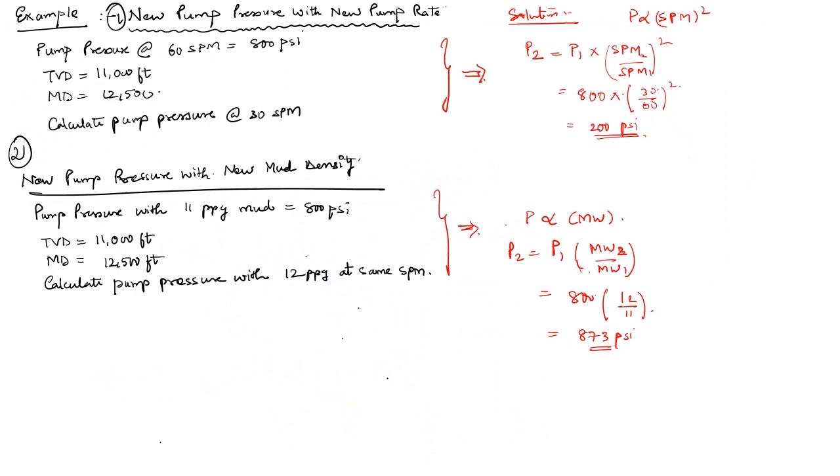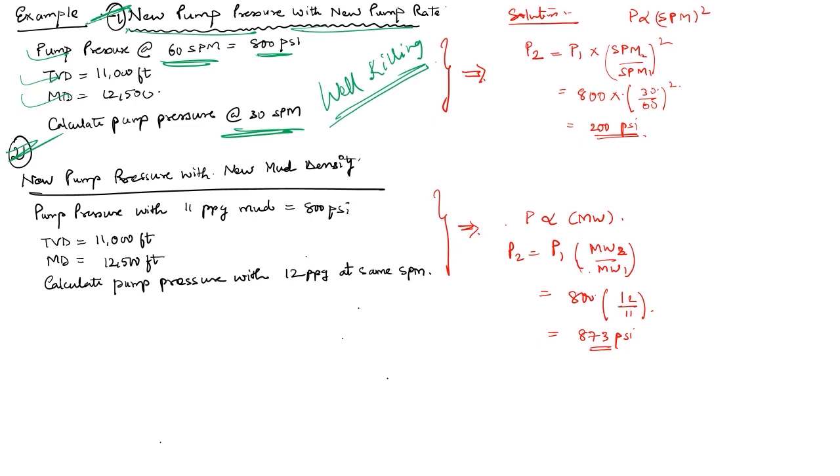In this particular question, I have two parts. In the first part, I need to find out what would be my new pump pressure with the new pump rate. My pump pressure at 60 SPM is 800 psi. TVD is given, measured depth is given, and I need to calculate the pump pressure at 30 SPM. During my well killing session, I had discussed that while well killing, I would be keeping my pump pressure at slow circulation rate. Let's look at the solution.